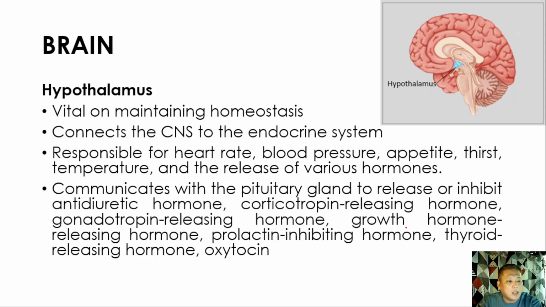Di ba? Nakakonekta yan dyan. So, it communicates with the pituitary gland to release or inhibit the antidiuretic hormone, corticotropin-releasing hormone, gonadotropin-releasing hormone, growth hormone, prolactin-inhibiting hormone, thyroid-releasing hormone, oxytocin. So, most of the hormones, di ba, dun sa thalamus connected sa pituitary gland natin.